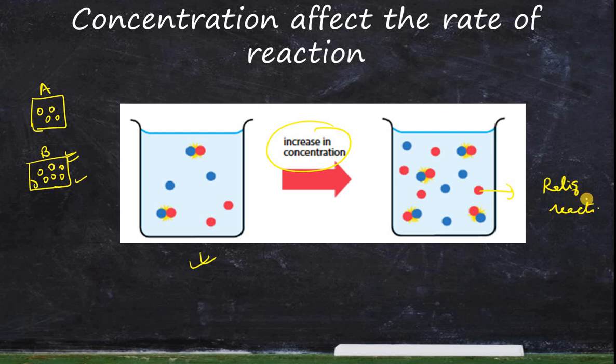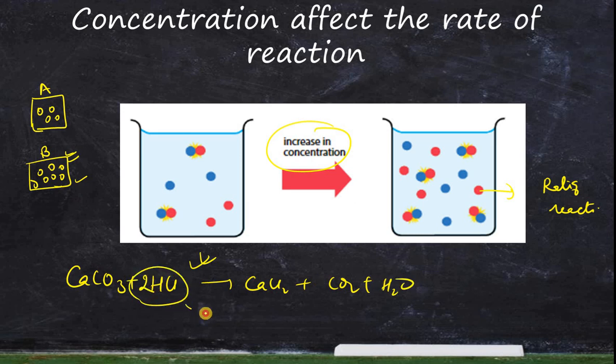So you can design an experiment using the same equation I gave you previously: limestone plus HCl gives calcium chloride plus CO2 plus H2O, and then you can balance it. Here you can change the concentration of HCl. Suppose you use 0.05 millimole HCl, then 1 millimole, and see how the rate of reaction is affected and how you can interpret the graph.